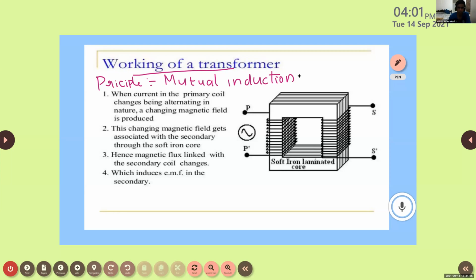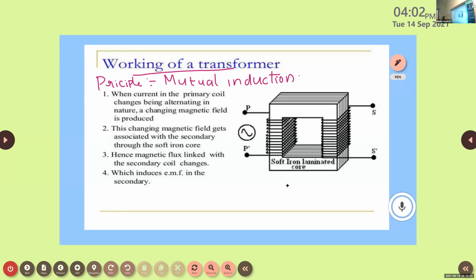Change in magnetic flux in one coil changes the EMF of the other coil. Very good. So here also we have two coils. If the magnetic flux associated with one coil changes, what happens? It induces an EMF in the second coil. So here also we are using the principle of mutual induction. So the transformer is working based on the principle of mutual induction.